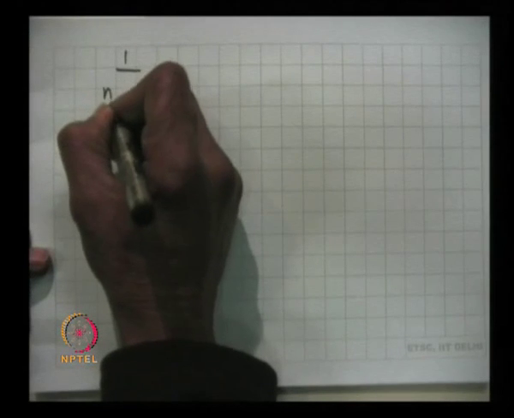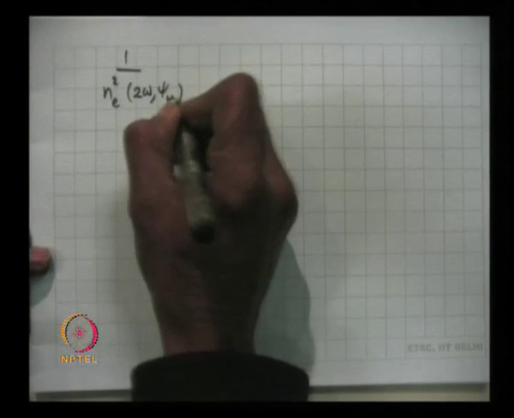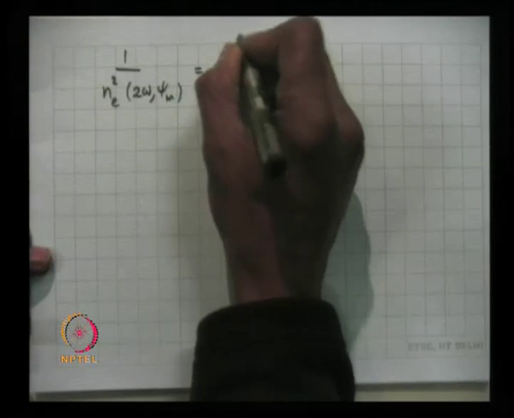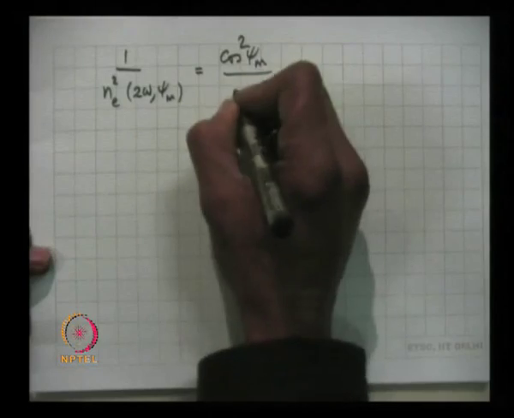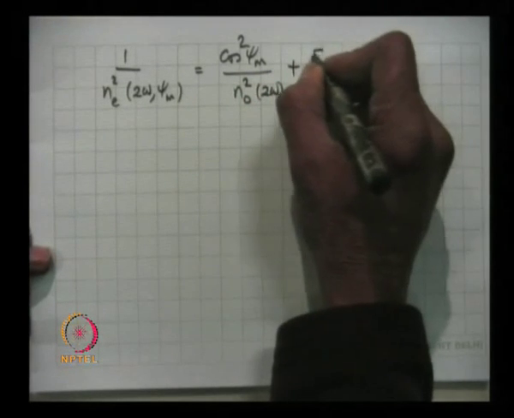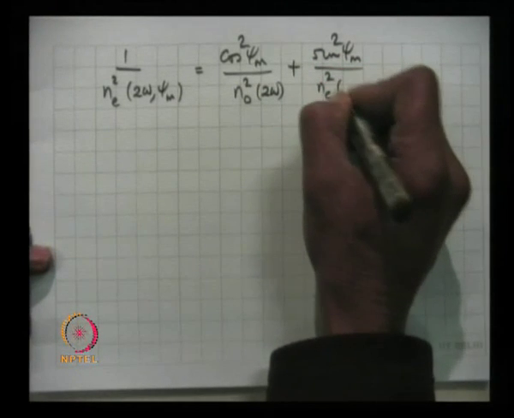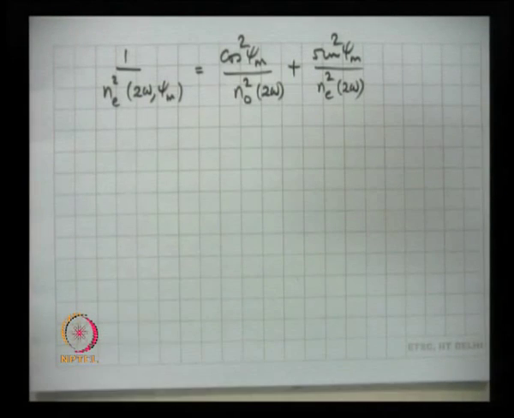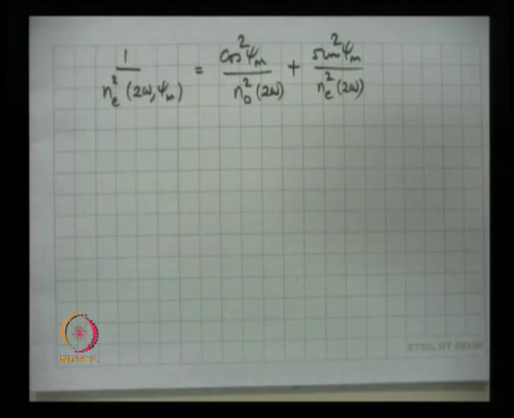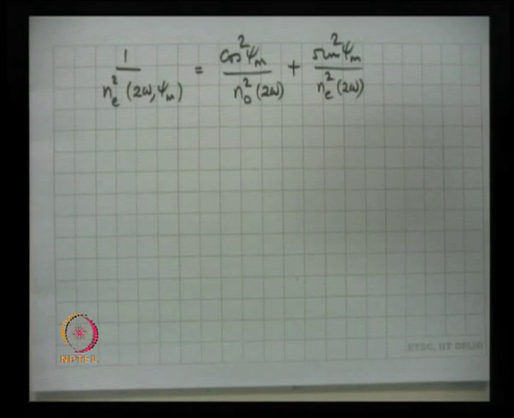Now, what does this condition imply? Remember, 1 by NE square of 2 omega psi m will be equal to cos square psi m by NO square of 2 omega plus sin square psi m by NE square of 2 omega. Remember, we had obtained the refractive index as seen by the extraordinary wave when it propagates at an angle psi with the optic axis.